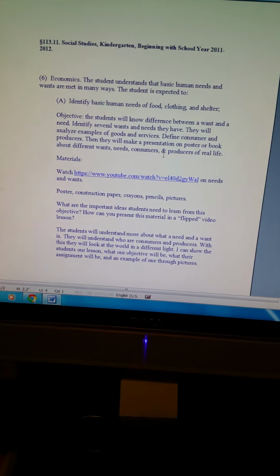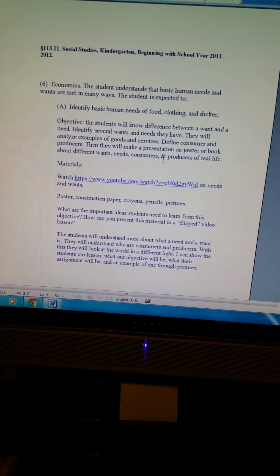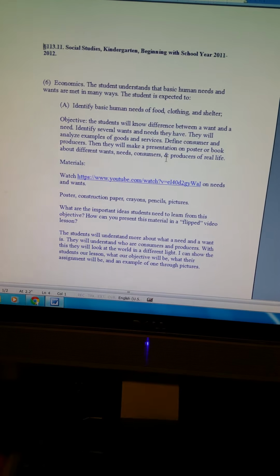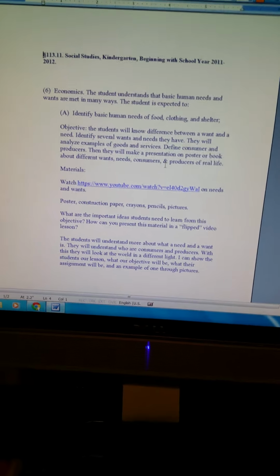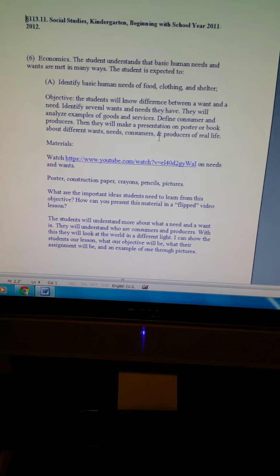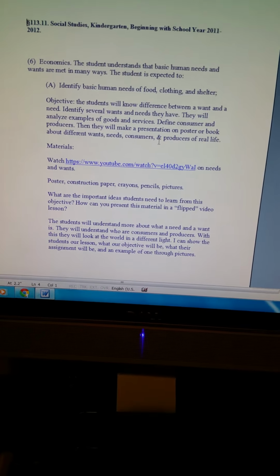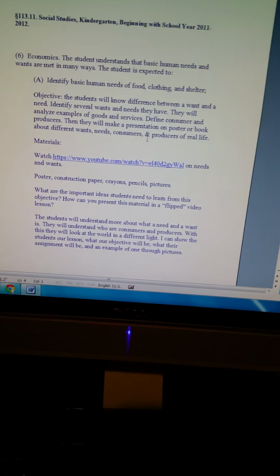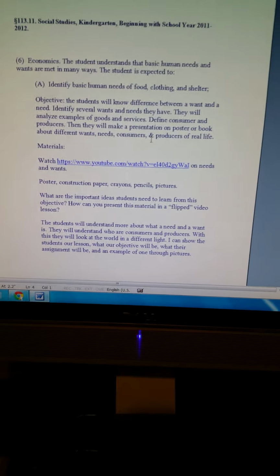Okay, today I'm doing social studies for first grade. Now, I'm going to be doing economics. This is the student understands that basic human needs and wants are met in many ways. The student is expected to identify basic human needs of food, clothing, and shelter.